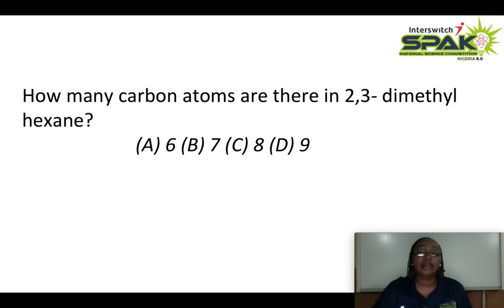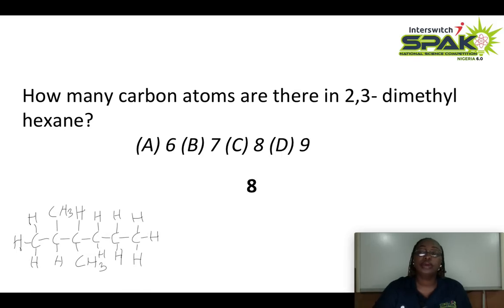How many carbon atoms are there in 2,3-dimethylhexane? Let's look at it. In our options, the right answer is 8. But why is it 8? Let's see the structure of 2,3-dimethylhexane. Hexane is 6 carbons, so we have 6 carbons drawn. And methyl is attached to the second and the third carbon. So how many carbons can you count? If you count 1, 2, 3, 4, 5, 6, 7, 8. Our answer is 8.